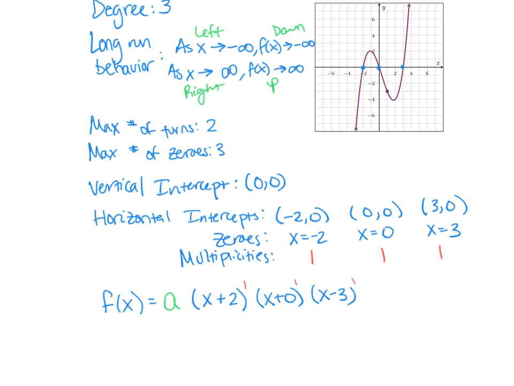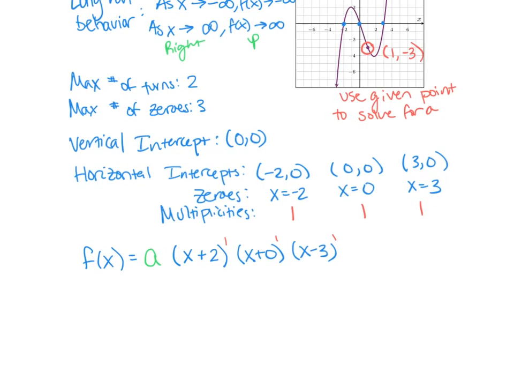So the question is, how do we solve for that a value? Well, we're going to be using this given point right here on our graph. So in our case, (1, -3). So we're going to use this given point to solve for a.